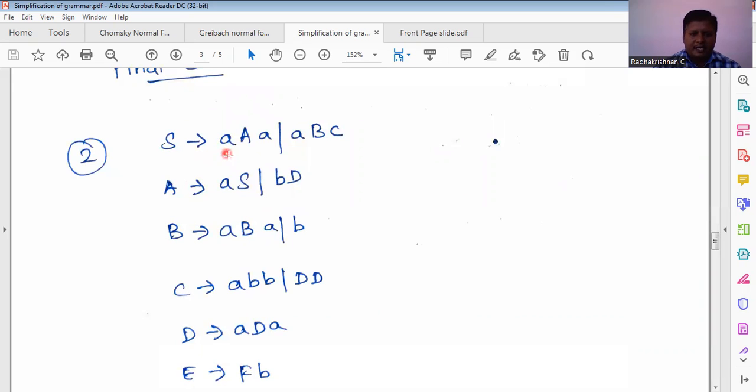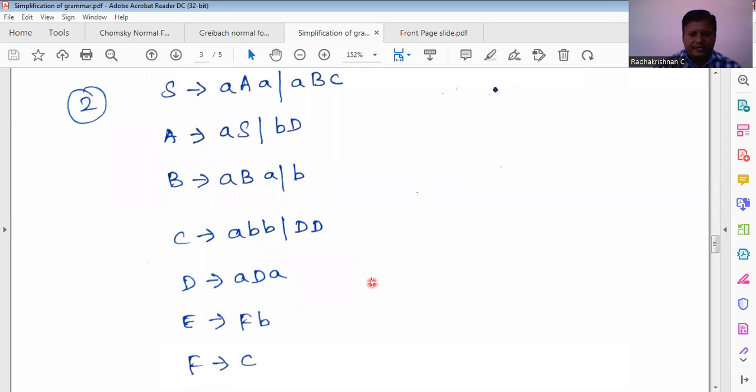Consider the next example. S gives A capital A small a. Another alternative, A capital B small c. A gives A capital S small b capital D. B gives A capital B small a or small b. C gives A double B or capital D. D gives A capital D small a. E gives F small b. E gives F B. F gives C. So these are your given rules.